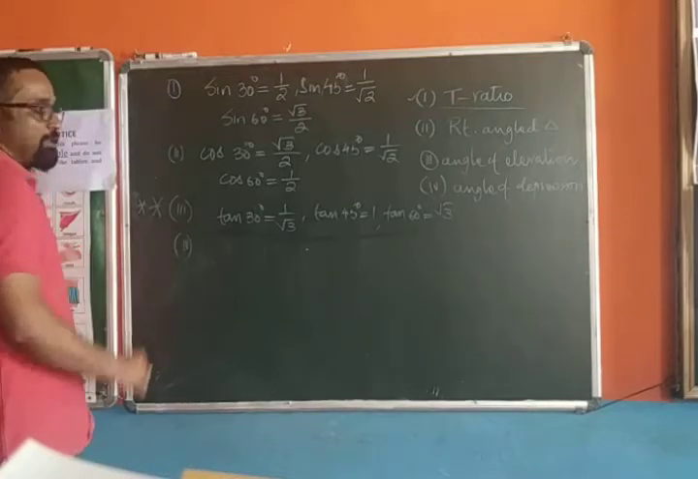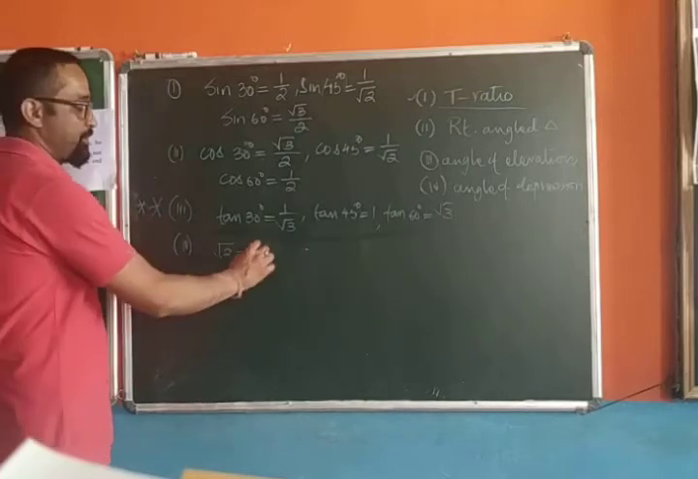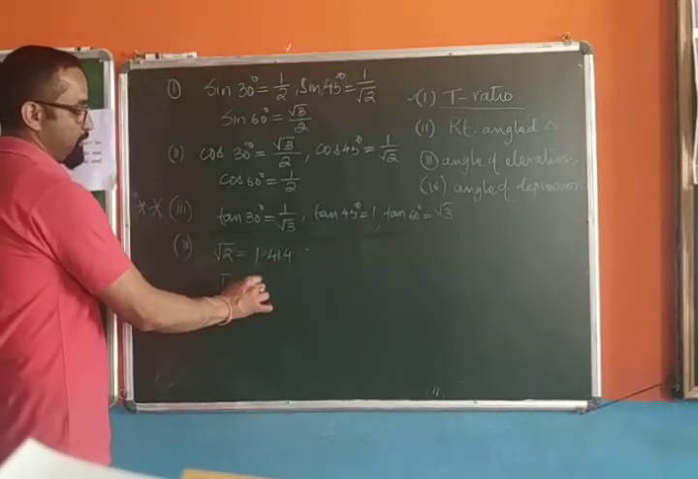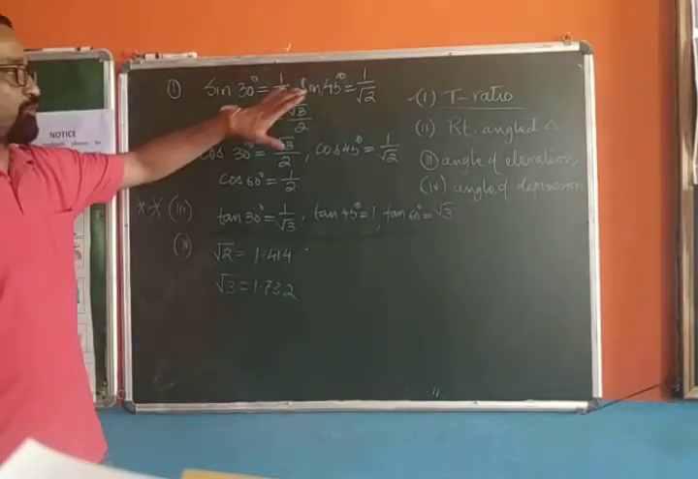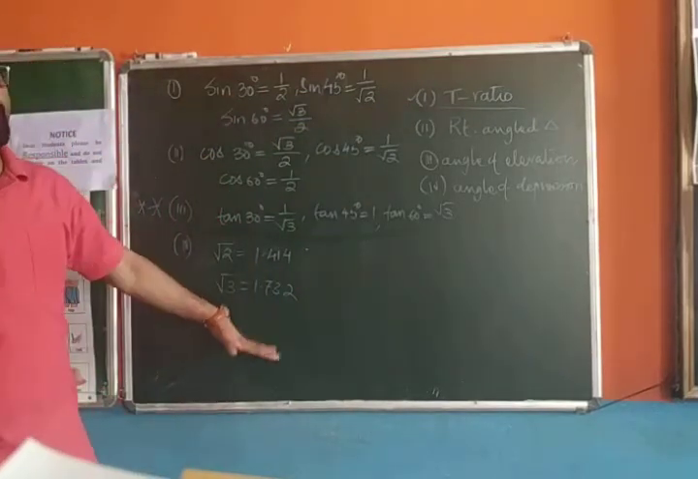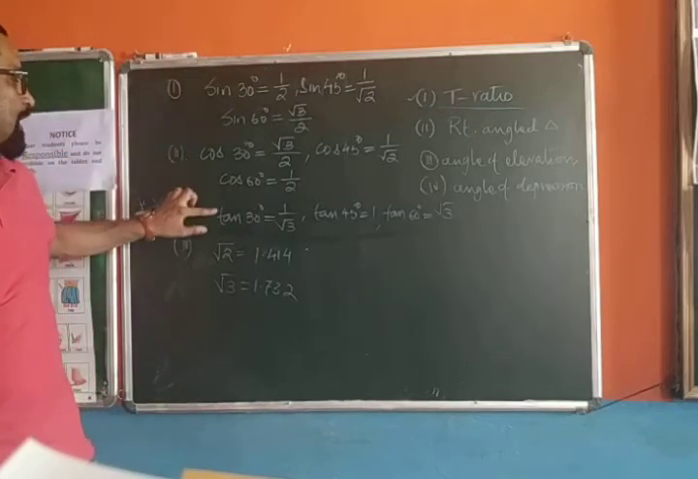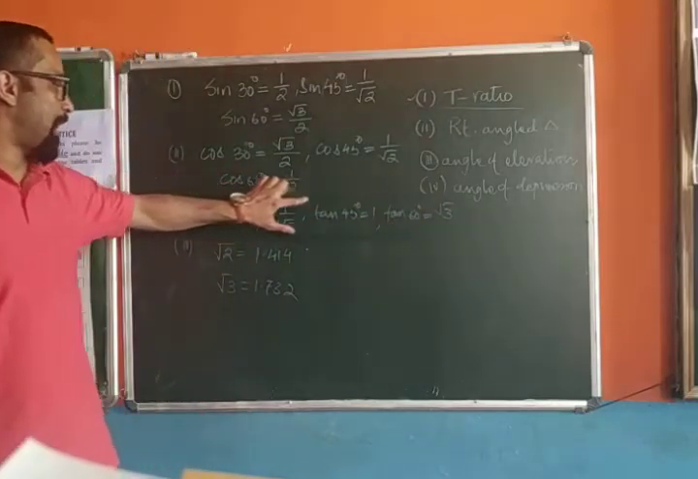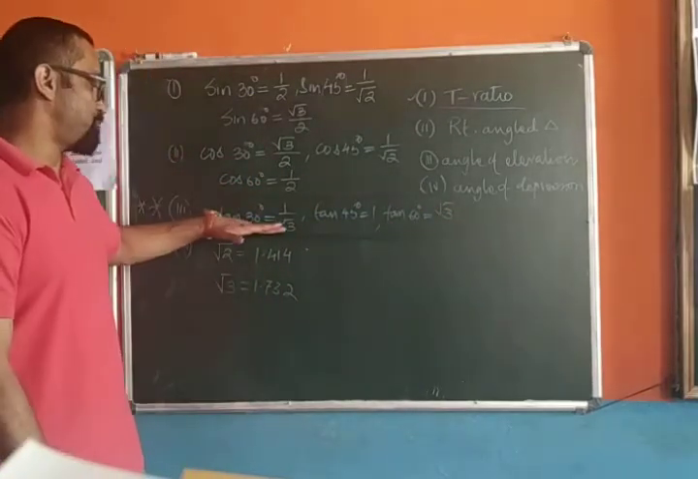Number 4, root 2 has a fixed value. It is 1.414. Root 3 is equal to 1.732. So first topic is trigonometrical ratios. 6 trigonometrical ratios. Out of 6, you need to remember sine, cos and tan. And you have to pay more attention to this tan. Around 90% of the sums from the exercise is based on tan.